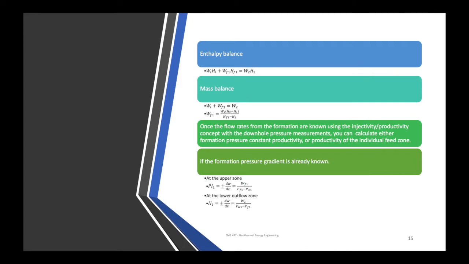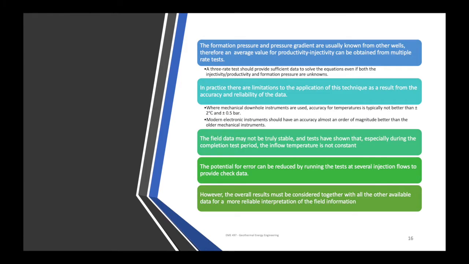Once the flow rates from the formation are known using the injectivity/productivity concept with downhole pressure measurements, you can calculate either formation pressure constant productivity or productivity of an individual feed zone. If the formation pressure gradient is already known, these are the two equations to use. There's one for the upper zone and one for the lower zone. The formation pressure and pressure gradient are normally known from other wells. Therefore, an average value for productivity/injectivity can be obtained from multiple rate tests.